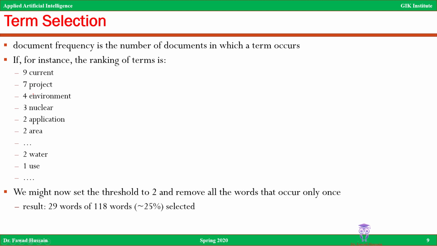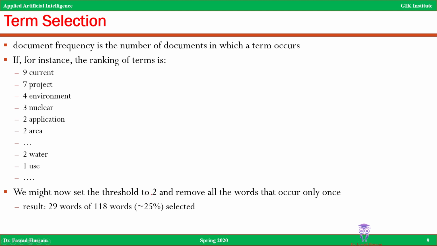So what I can do is that we might now set the threshold to 2. So I'm saying that if a word occurs too few times, even if it was a discriminative word, a very useful word, because it does not occur a lot of times, it's not going to help me significantly to improve the classification that I'm trying to do. So maybe if I put a threshold of 2 and all the words that are occurring less than 2 are deleted, then from 118 words I am left with just 29 words. So 75% of the words have been deleted just by using this threshold value of 2.